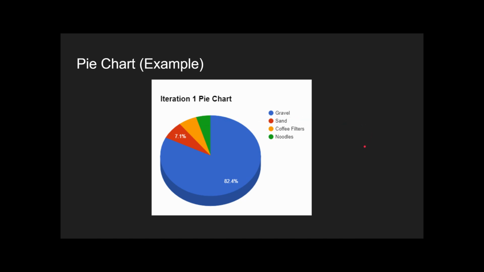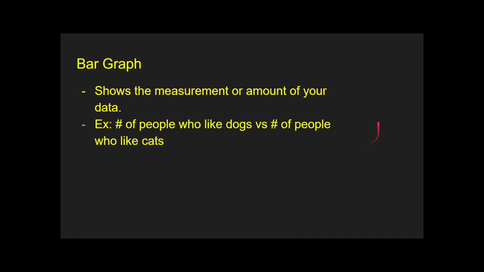Now let's go ahead and move on to the bar graph. So a bar graph isn't great for percentages. Instead, it shows you a measurement or an amount of your data. This is really good for numbers. So if we did that same survey and we wanted to show how many people like dogs, not the percentage, but just the actual number, this is what we would use. So we could do number of people who like dogs and number of people who like cats instead of percentages.